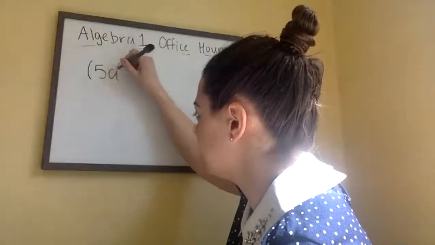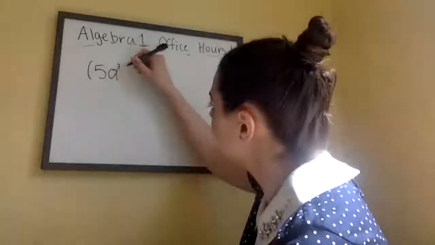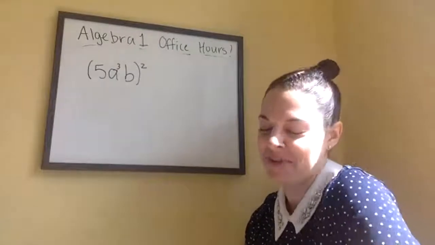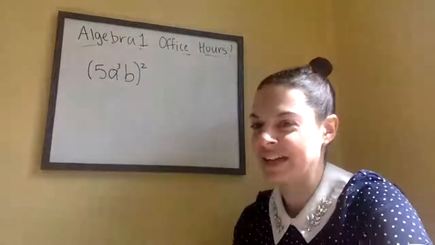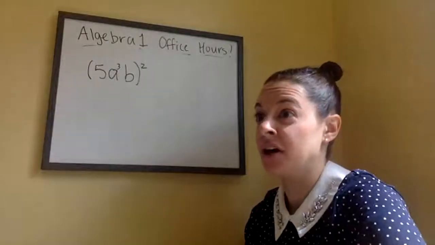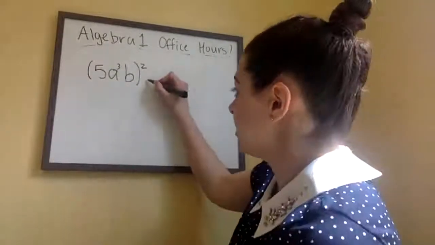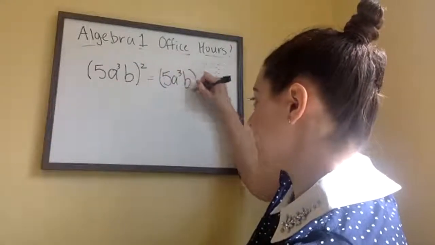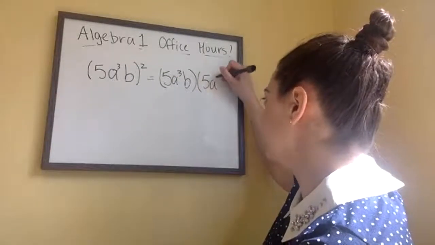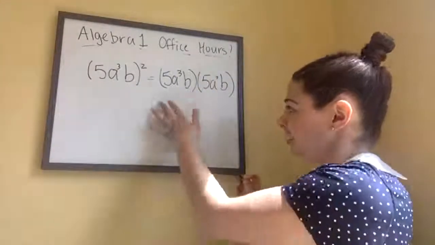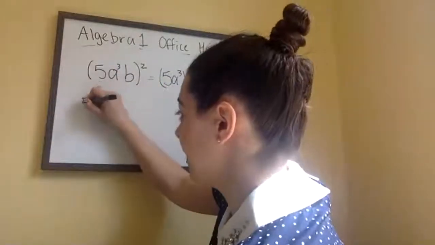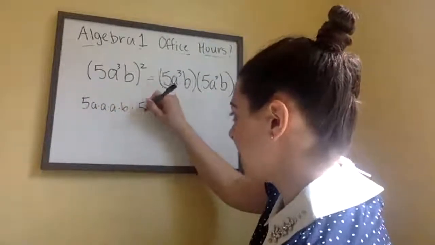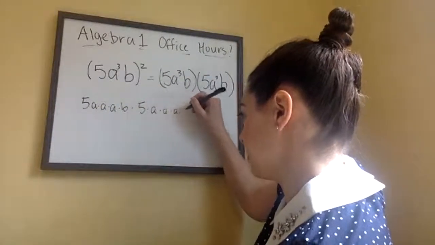5a to the third b squared. There's 2 ways to go about it. I'm going to go over the long way, then a way that might be very annoying to some people, where I'm going to expand everything out, and then I'll go over the rules of exponents way. So 5a to the third b squared is the same thing as 5a to the third b times itself twice, 5a to the third b. From there, I'll expand it out: 5 times a times a times a times b times 5 times a times a times a times b.